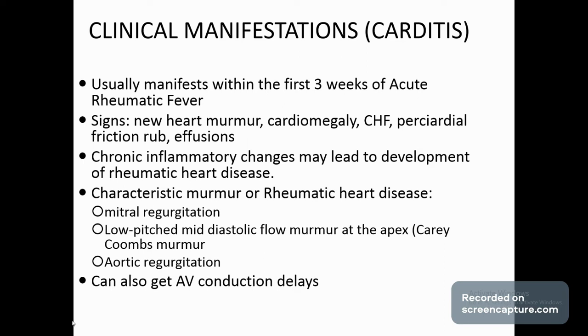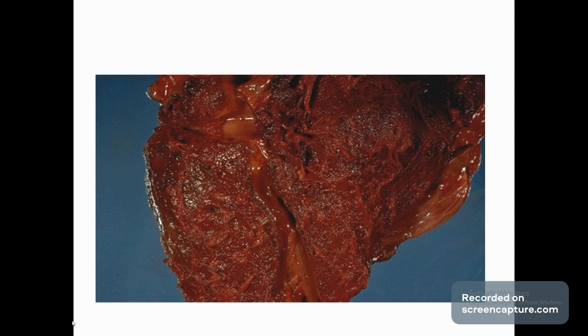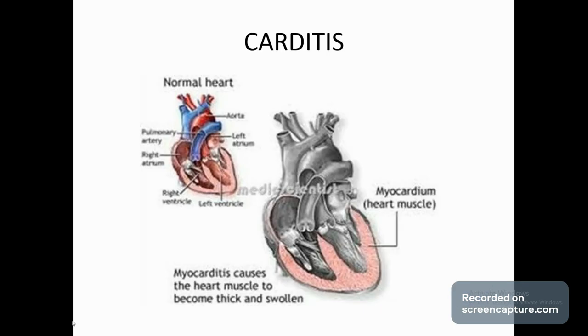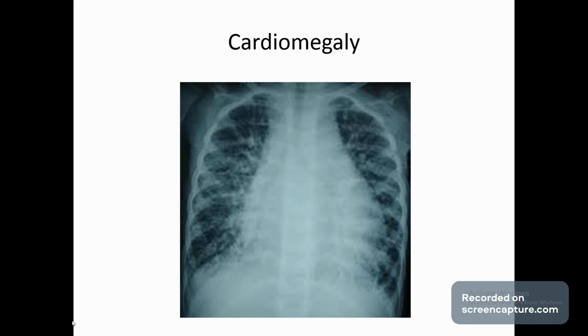Clinical manifestations of carditis are a new heart murmur, cardiomegaly, and pericardial frictional rub. Chronic inflammatory changes will lead to chronic rheumatic heart disease as a valvular disease. The characteristic murmur may be a mid-diastolic flow murmur, which is called Carey Coombs murmur, or an AR murmur may be heard. You can also get AV conduction delays. These are the post-mortem findings of carditis. Radiological findings: cardiomegaly, and the patient goes into failure, pulmonary edema.